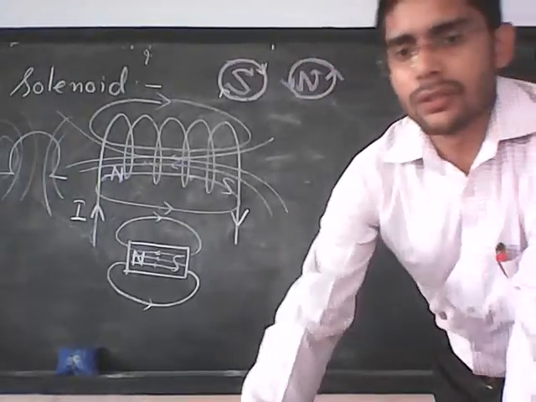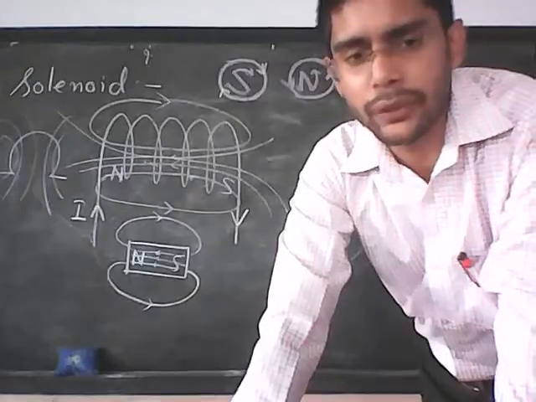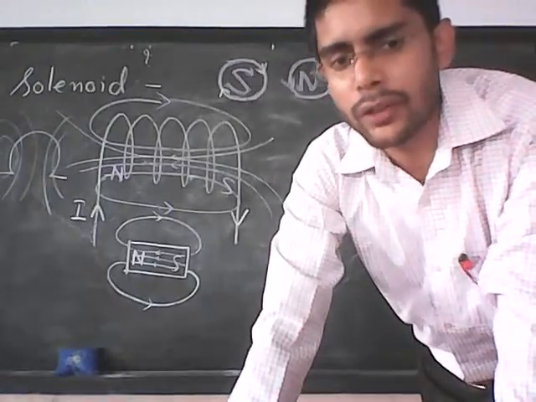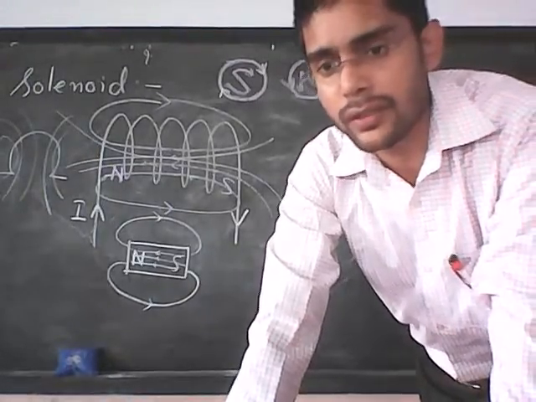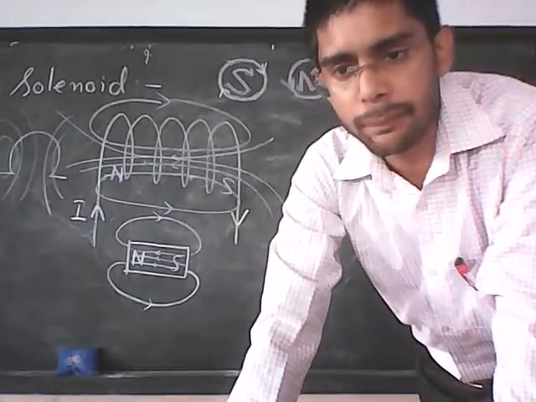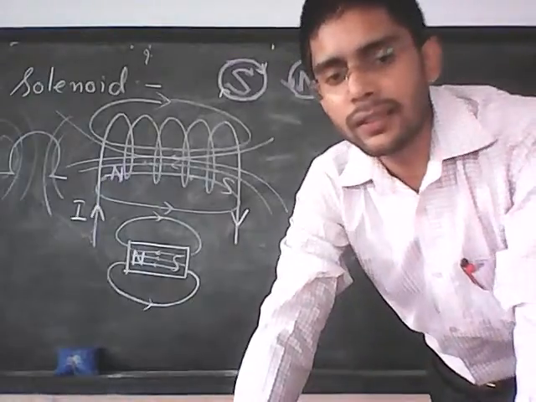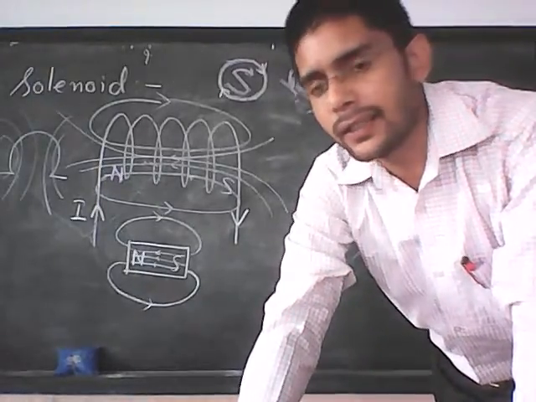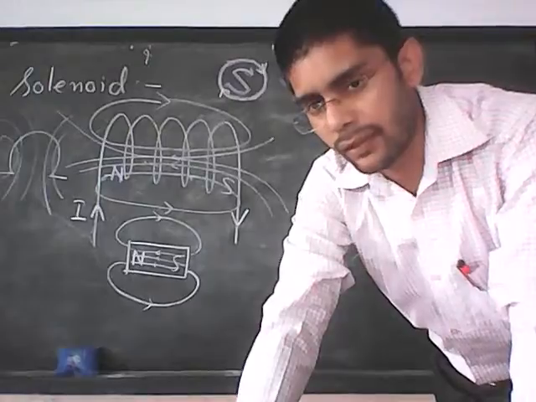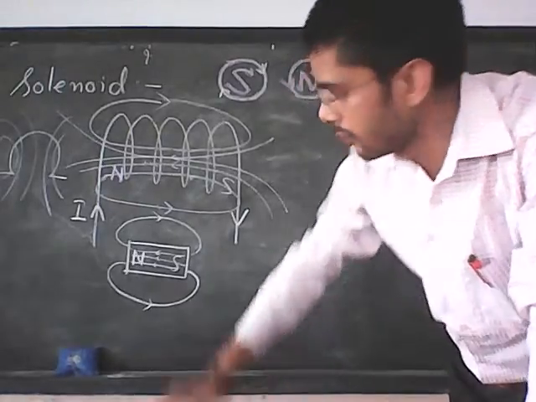Okay, so there is some homework for you that you can write, like why soft iron is used, not steel. And similarly, another thing is what are the differences between the electromagnet and the permanent magnet. Okay, I'm just telling you. After that, you can note down.